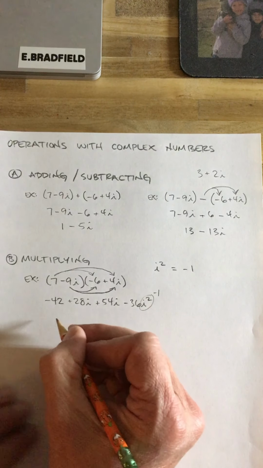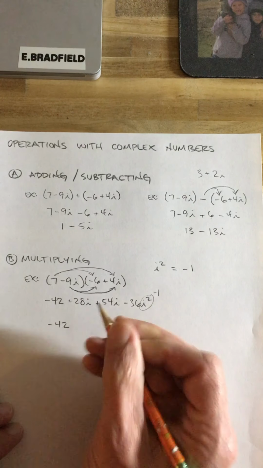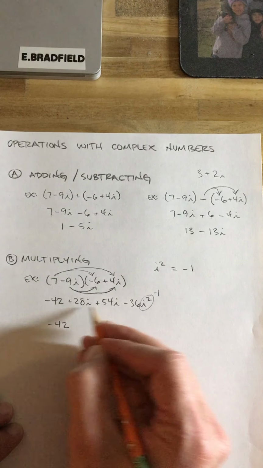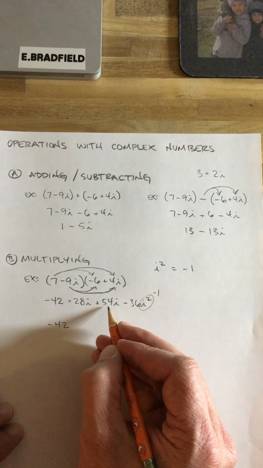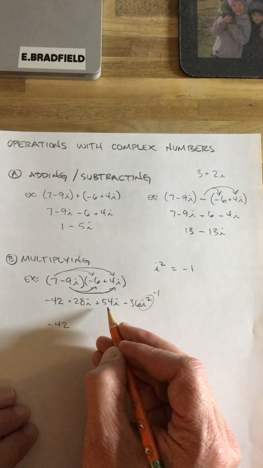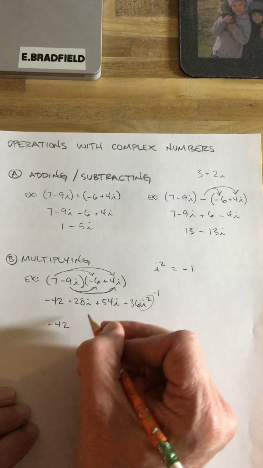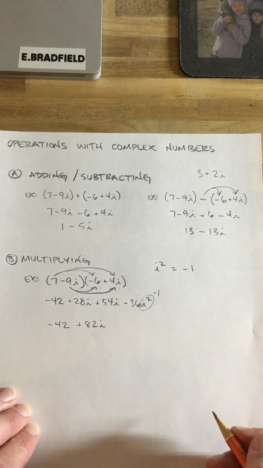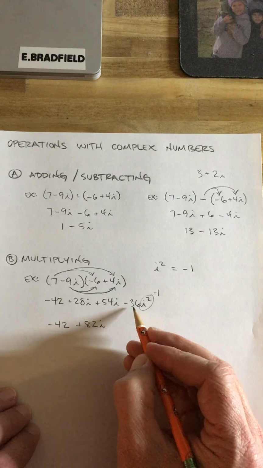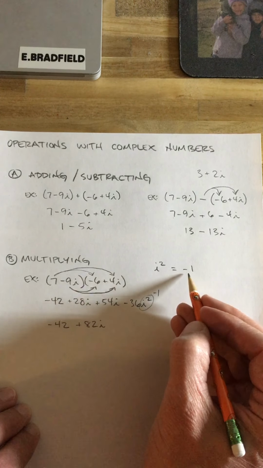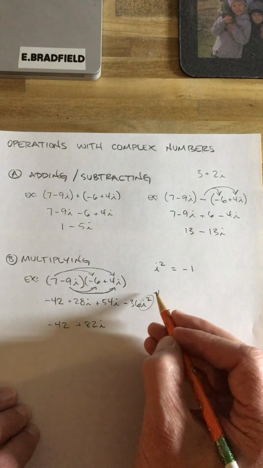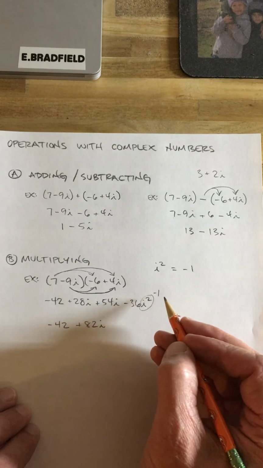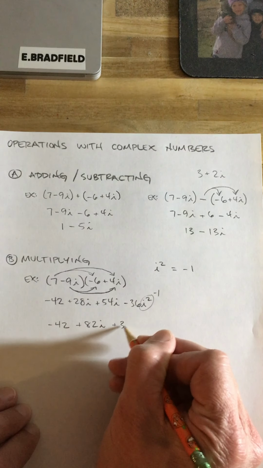All right, so watch what we have. We have negative 42. We have 28 i's here, and we have 54 i's here. So you add those together, and that's going to be 82, I believe. So that's plus 82 of the i's. And then here we have a negative 36 times an i squared. Remember, i squared is negative 1, so it's really a negative 36 times a negative 1, which gives us positive 36, so plus 36.